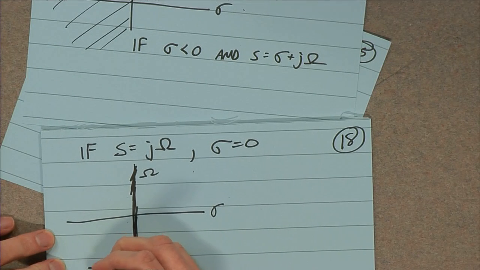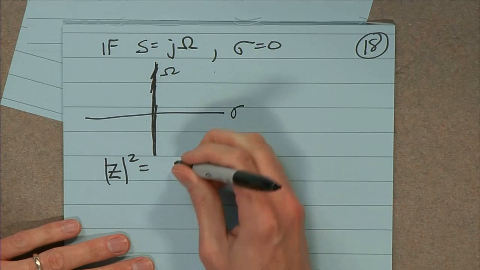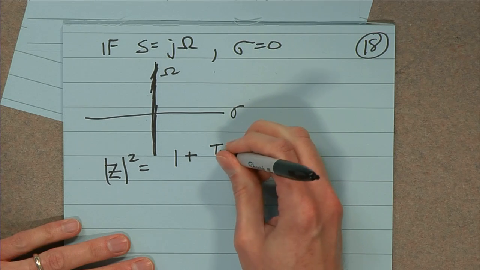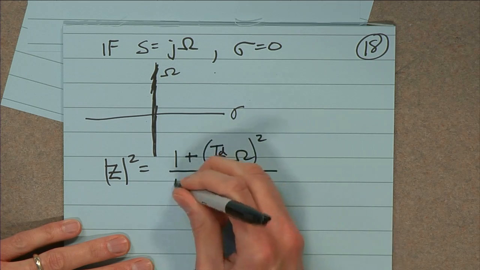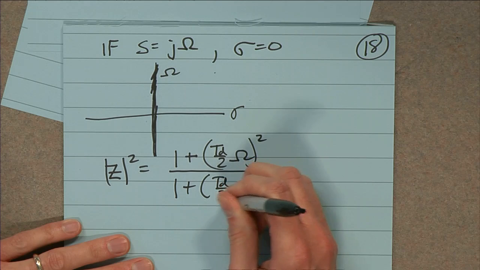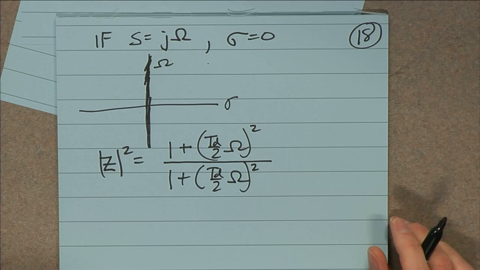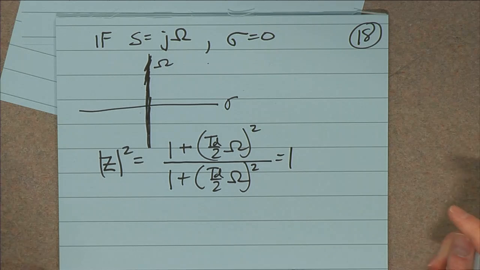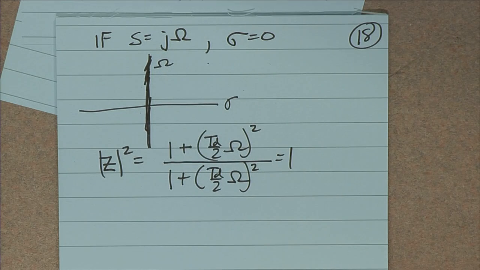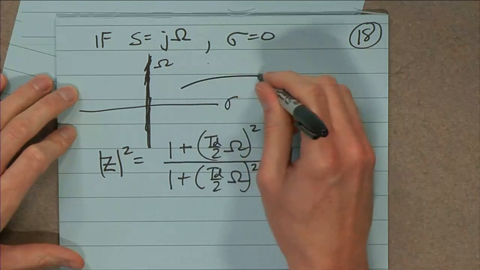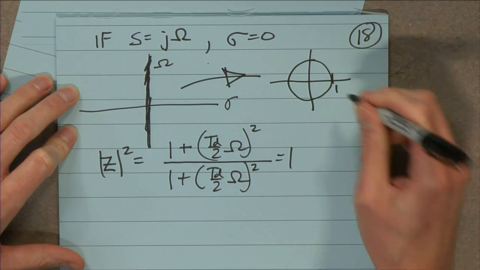So let's write that down. If that's the case, z squared is just going to be 1 plus Td over 2 sigma over 1 plus. Well, that's just a very complicated and obscure way of writing 1, right? So that's basically saying this line maps to the unit circle. So this, when mapping over to the z-plane, is the unit circle.